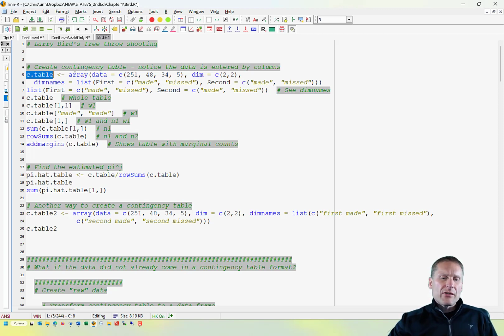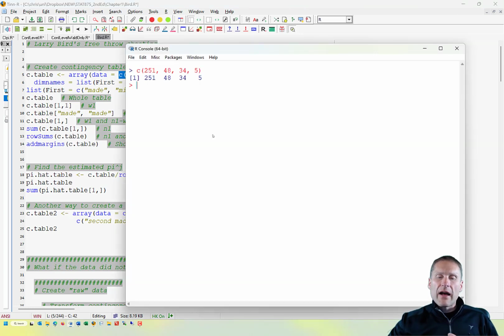To form the contingency table, we use a function called array. In array, an argument is data. This is where we put our corresponding data. And so what I'm going to do is combine together all those numerical values that were in the 2 by 2 portion of our table. And the way that I combine them is very important.